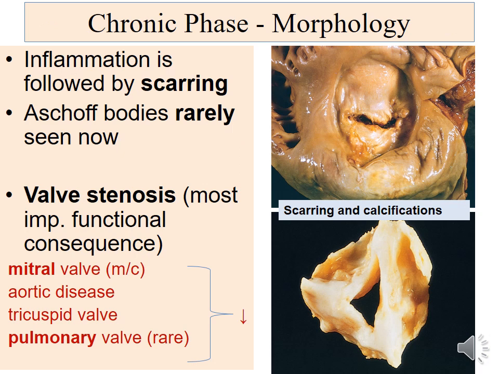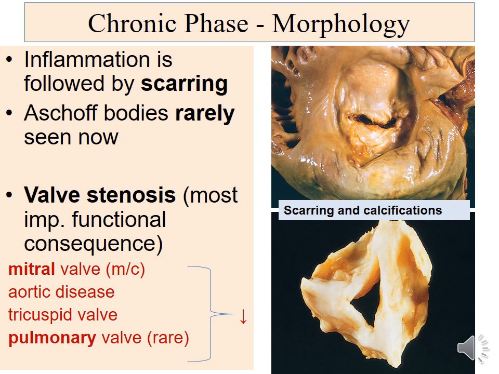So during the chronic phase of rheumatic fever, there will be inflammation followed by scarring of the valve. Aschoff bodies during this phase of the disease are rarely seen. Valve stenosis, which is the most important functional consequence, is the most important thing to remember whenever we talk about chronic rheumatic carditis.